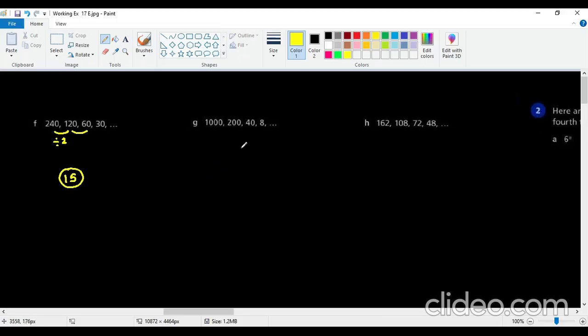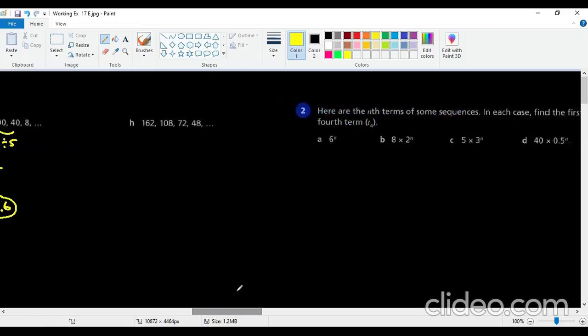Next, when you see question number G, it is 1000 when you divide by 200. It gives you 5. So that means this number is dividing by 5. And when 200 is divided by 5, you get 40. And 40 divided by 5 is going to give you 8. That means 8 when divided by 5 is going to give you 1.6 as an answer. So next term is going to be 1.6.